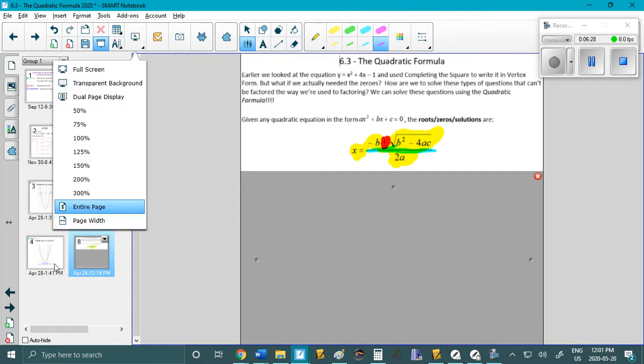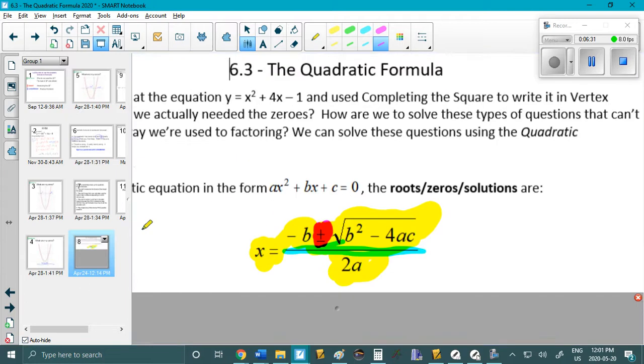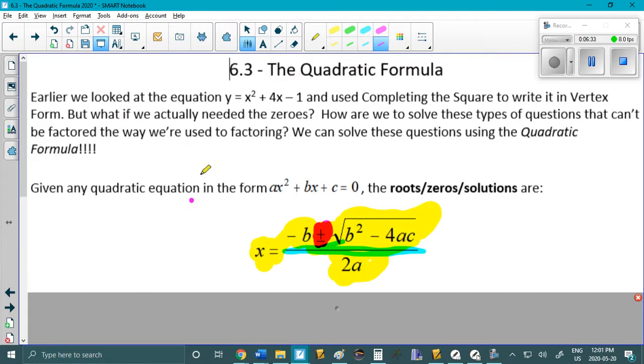That plus minus sign is very key, because you might remember last unit when we would rearrange a vertex form, we'd have a plus or minus when you took a square root. That's because the square root of 4 is 2 or negative 2. And this plus or minus is what gives us 2 possible answers.